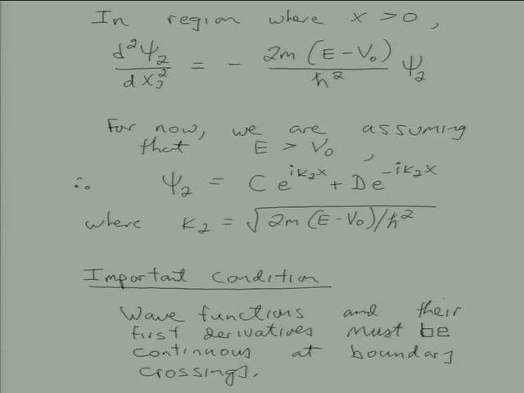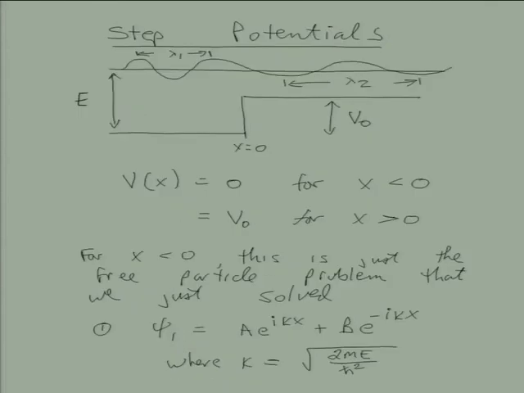E is the energy of the particle, and V0 is the height of the barrier. For now, we're going to assume that the total energy of the particle is greater. And so, for this picture, what that means, as I've shown over here, is that the energy of the particle is bigger than the height of the barrier. What that means is the particle can keep on going.